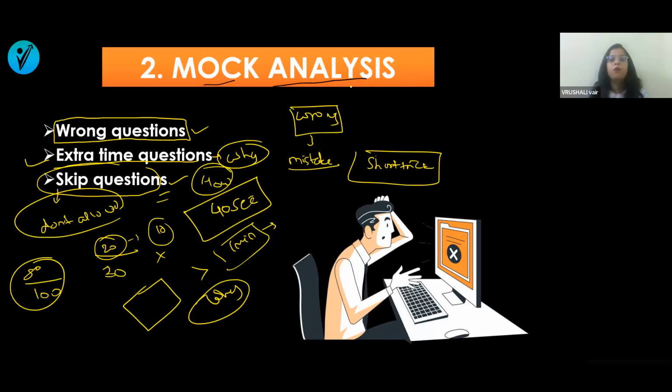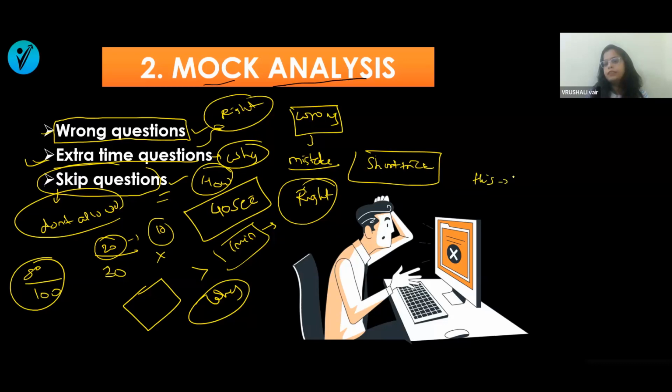So what happens in a mock analysis, getting the question, and again you have to go through the right questions also. But when you go through all these questions, you will automatically reach the right questions too. Whenever you see the wrong questions, and whenever you see the extra time questions, through them also you will go to the right ones, and at the end you can see the right questions. Now why do we have to look at the right questions?